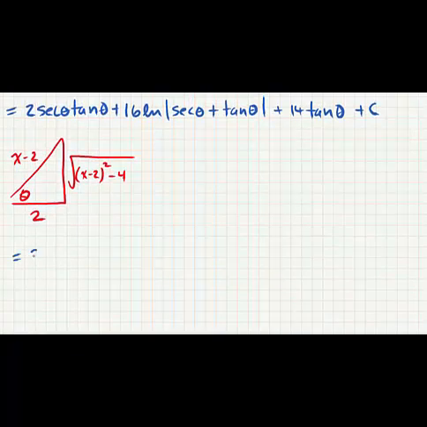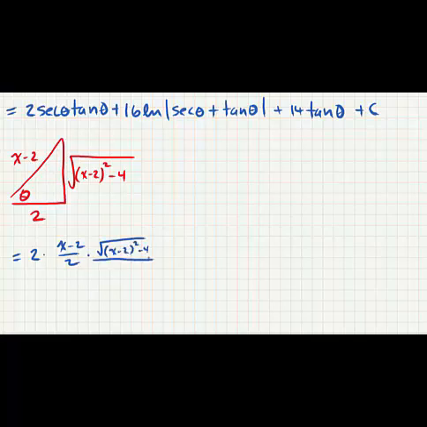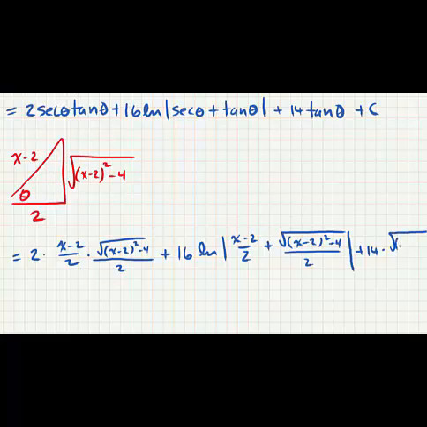Now we can go ahead and do our conversion back to x's. So we have 2 multiplied by the secant of theta multiplied by the tangent of theta plus 16 natural log absolute value of secant theta plus tangent theta plus 14 times tangent of theta plus an integration constant.